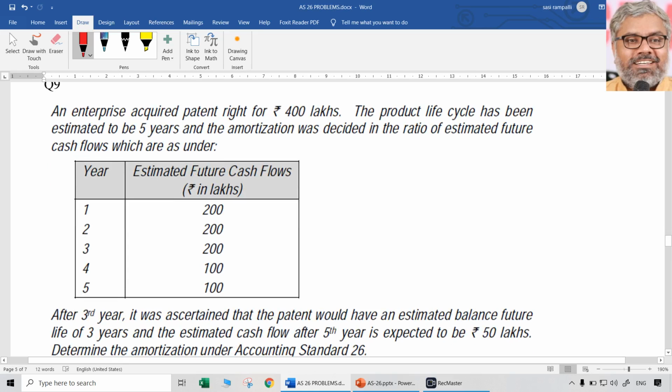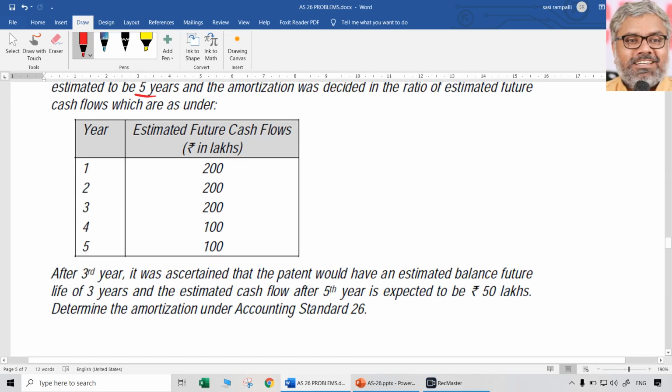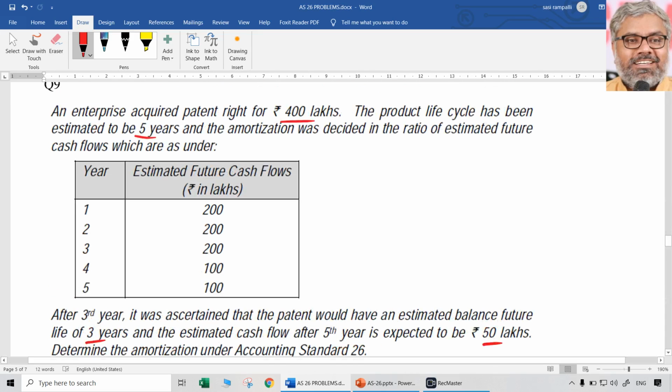And a very similar question once again: an enterprise acquired a patent for 400 lakhs, the product life cycle was 5 years, amortization was decided to be in the ratio of estimated future cash flows. This is the ratio 2:1:1. After third year, it was ascertained that the patent would have an estimated balance future life of 3 years. And after the 5th year, the cash flows are expected to be 50 lakhs. Determine the amortization under AS26. Same type of question, only just amounts changed.